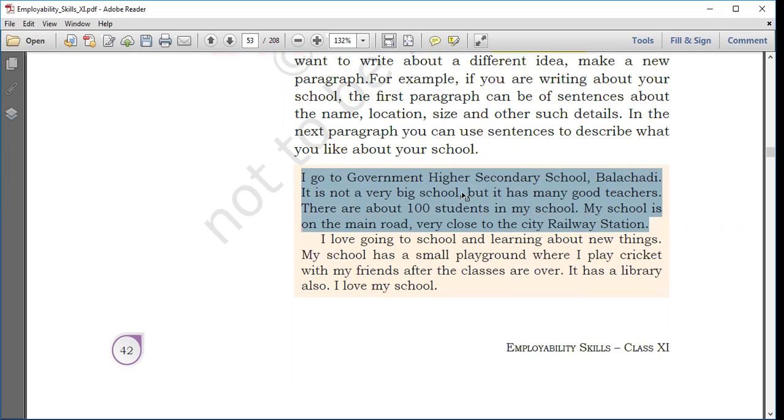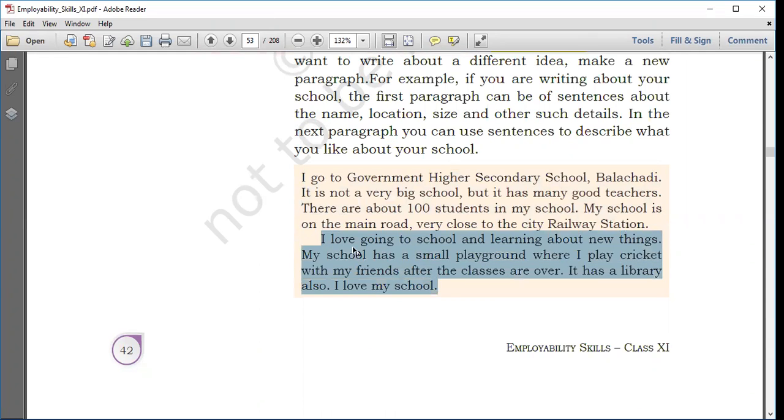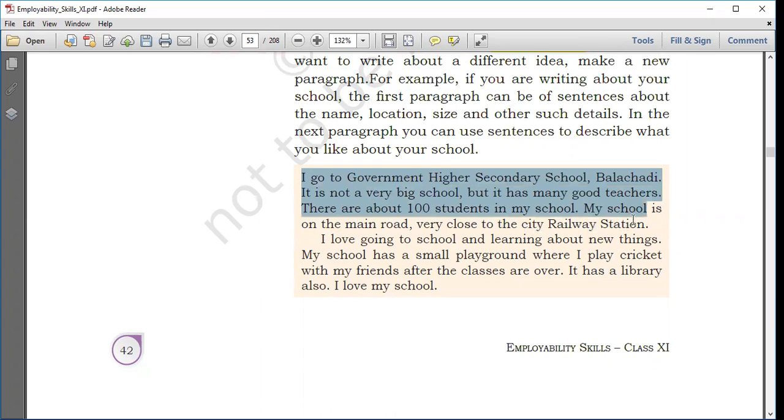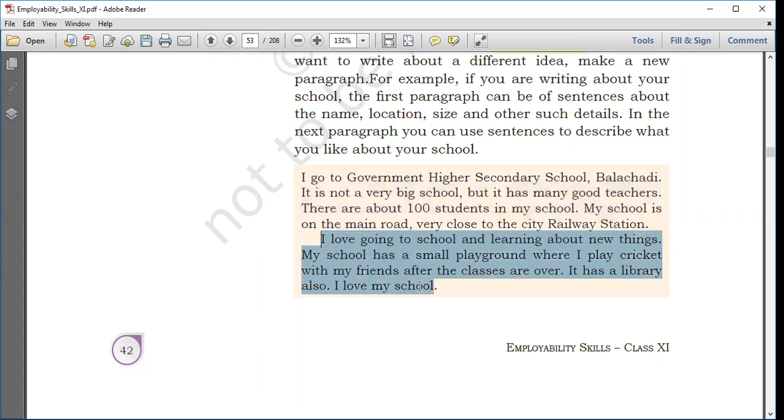So all this will come in a first paragraph, in one paragraph. Now there is a difference here. I love going to school and learning about new things. Now here we are describing what all things are being done in the school. यहाँ पे हमने सिर्फ स्कूल का डिस्क्रिप्शन दिया. यहाँ पे हम स्कूल के अंदर क्या होता है उसके बारे में बात कर रहे हैं, right? So we have to write this thing in a separate paragraph, right?